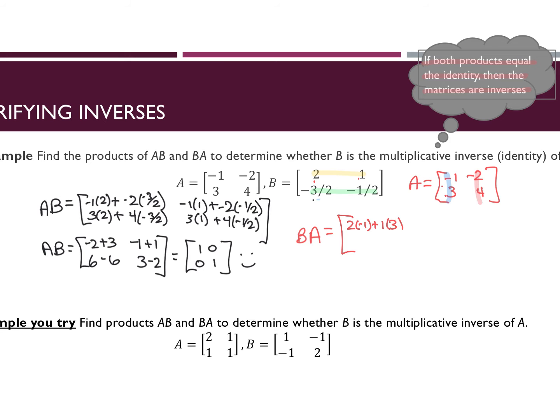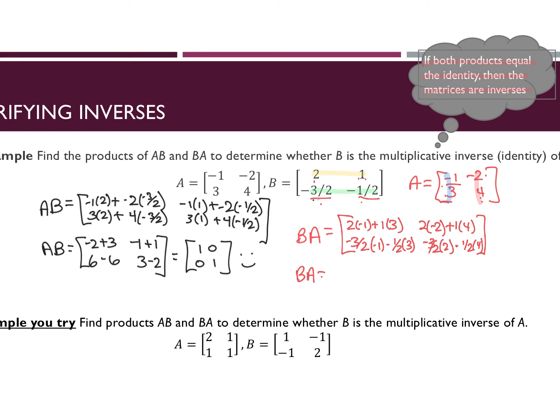The yellow row has to go to the red column. 2 is paired with 2, and then 1 paired with 4. Then -3/2 is paired with -1, and -1/2 is paired with 3. -3/2 is paired with 2, and -1/2 is paired with 4.